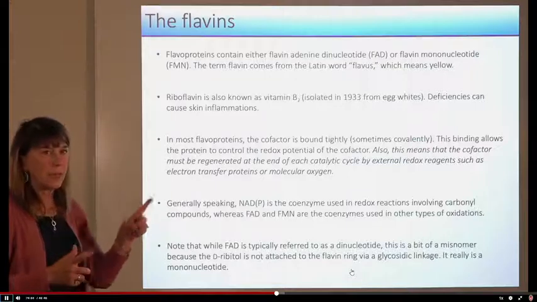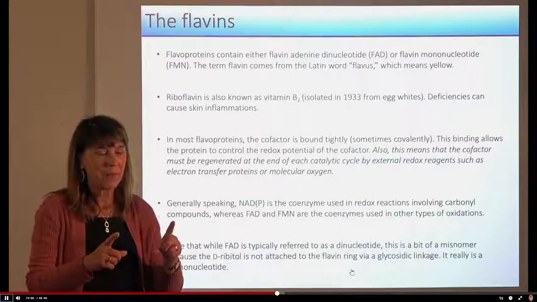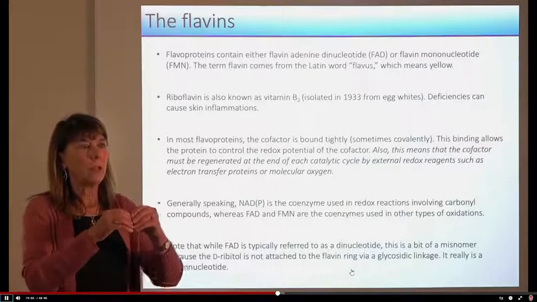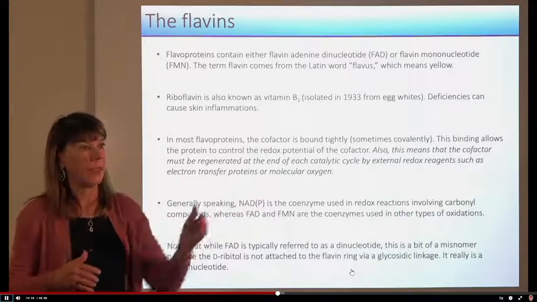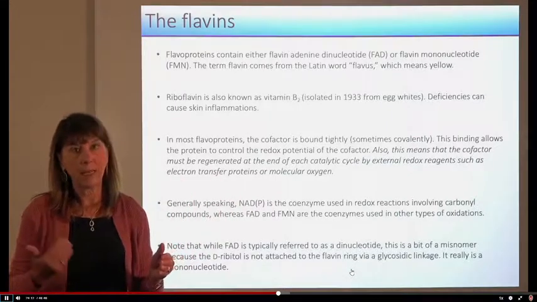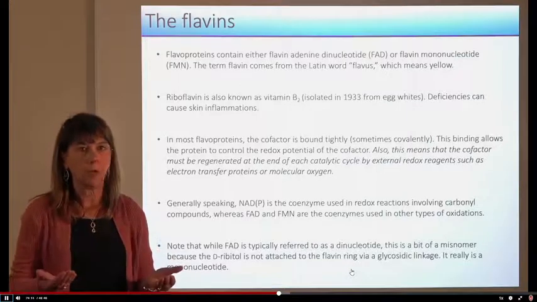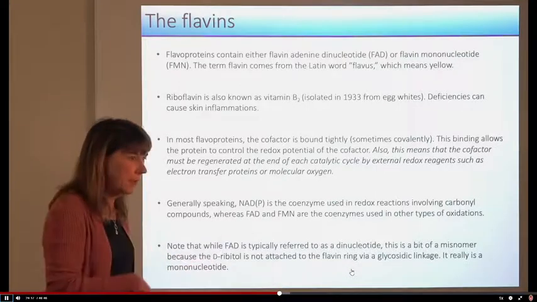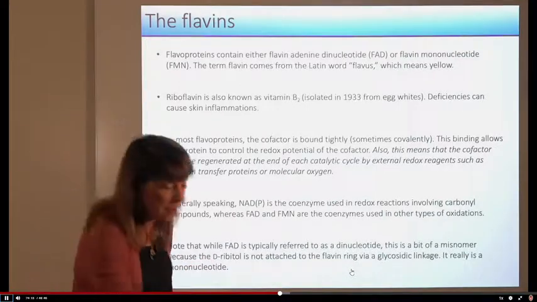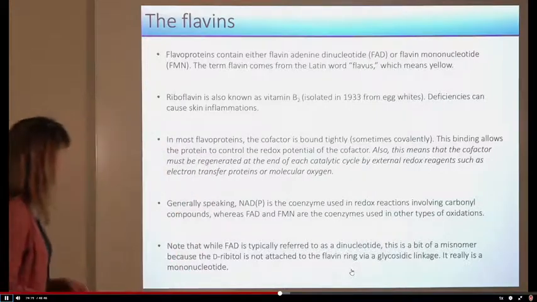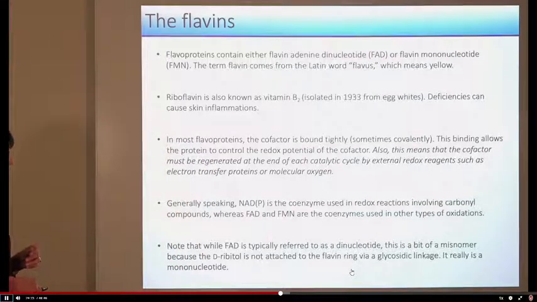But what this also means is that once the reaction has occurred and the electrons are in that flavin, something has to come along and get them out to start the cycle again, because the flavin that's been reduced does not leave the enzyme. And that's important. That is an important fact. So, generally speaking, NAD or NADP is a coenzyme that you'll see involving carbonyl compounds, where FAD and FMN are coenzymes for other types of oxidations.